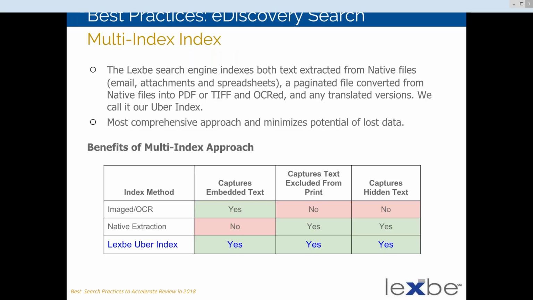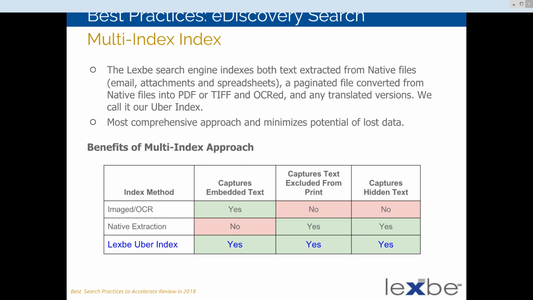The multi-index index that I mentioned before that Lexby uses actually indexes the text extracted from the native file at the same time that it's creating a paginated file from the native and also OCRing it. So it's taking all the information from the native file as well as any other information from the image extracted index and putting it into a PDF version that allows you to search across it. And like I mentioned, Lexby will also do the same on any translated versions of that document.